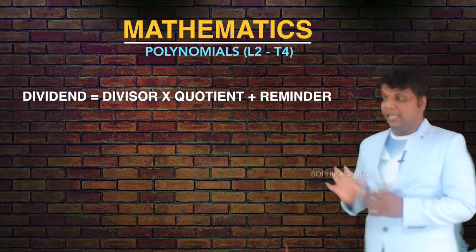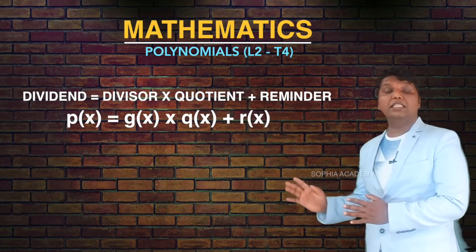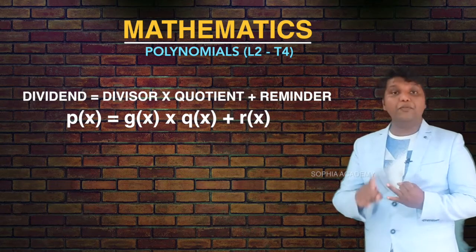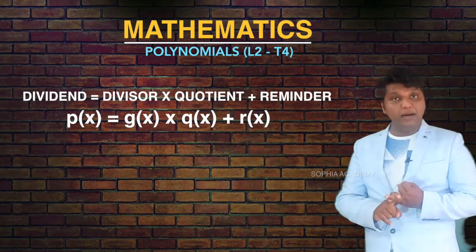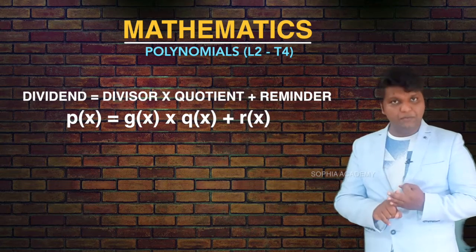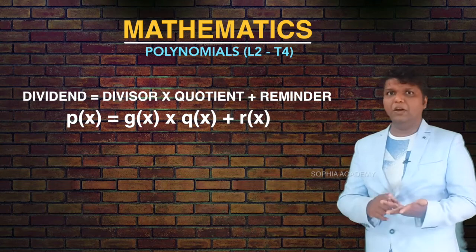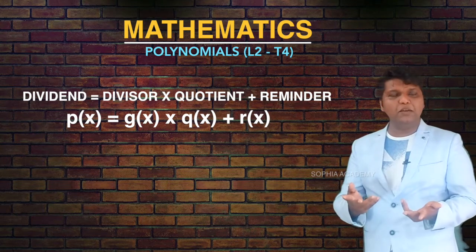In other words, if we consider them as p of x and g of x, p of x is the dividend, g of x is the divisor, the quotient which you received is q of x, and the remainder which you received is r of x. What does it mean? p of x, q of x, r of x. What is the meaning of that?